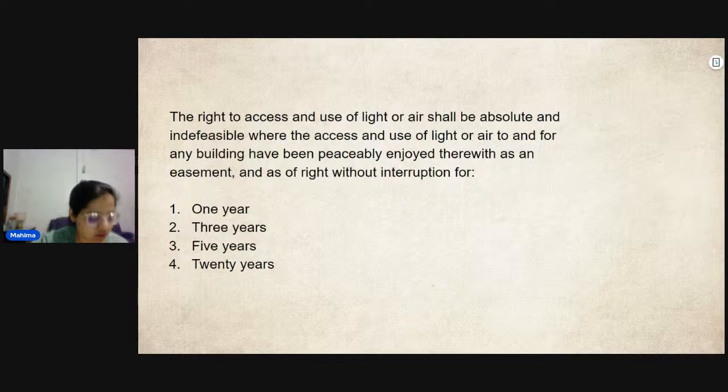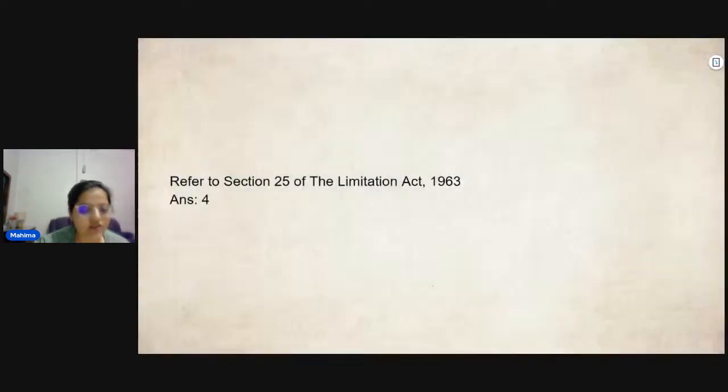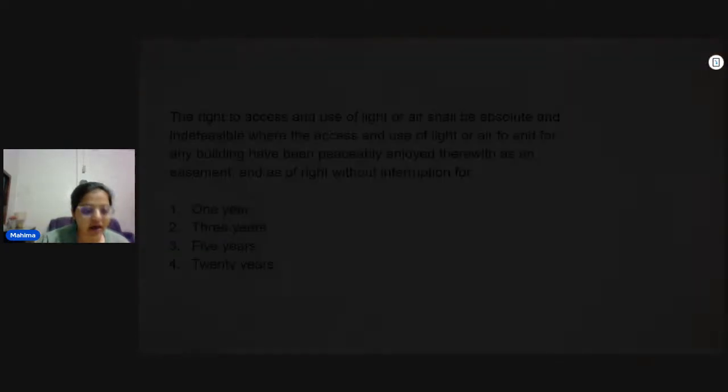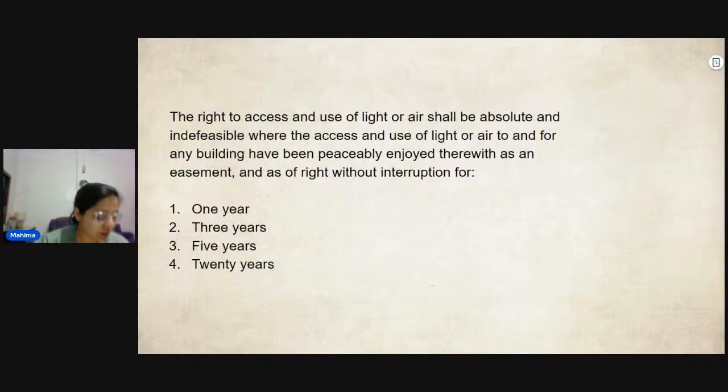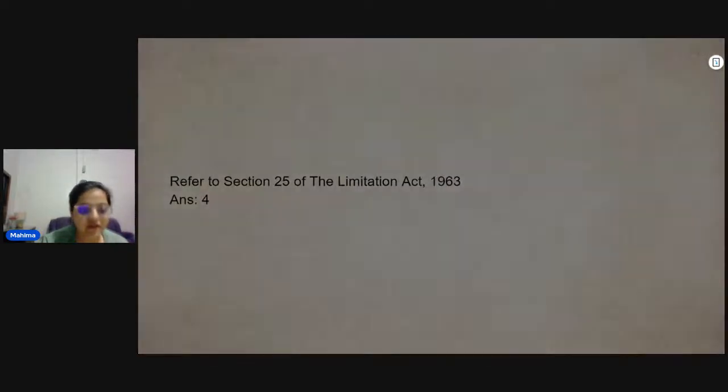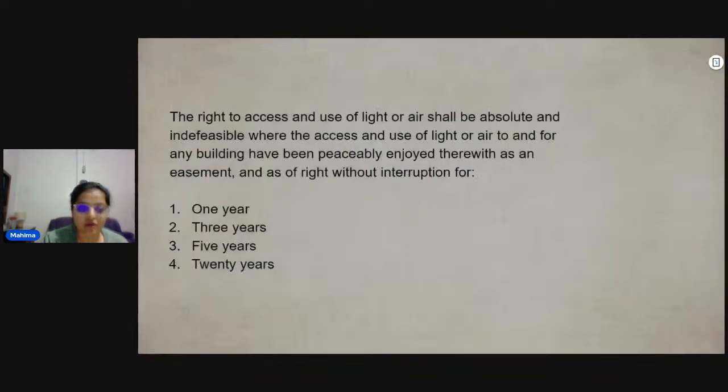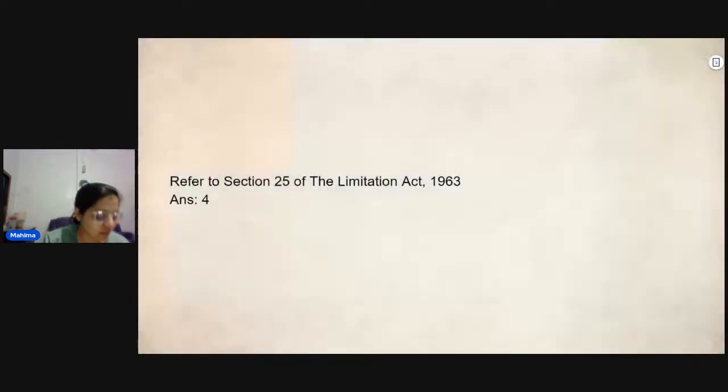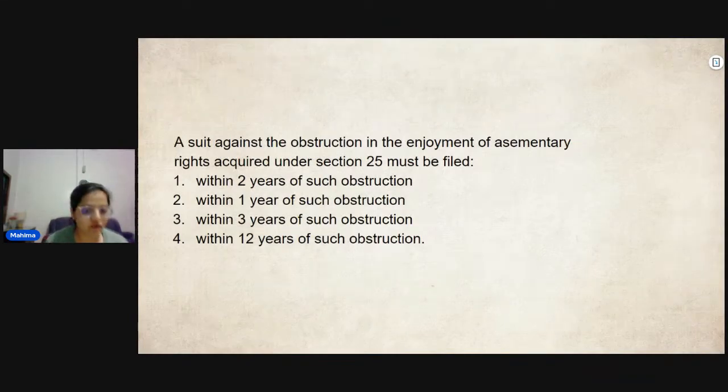Now answer this question. Okay, everyone is saying 4. Yes, it is 4, directly taken from section 25, clause 1. And for the property belonging to government, the time period will be 30 years and not 20 years. So mark it on your Bare Acts also under section 25. It is a very important section, law of prescription. So it becomes really important under the Limitation Act, both from the point of view of prelims and mains.